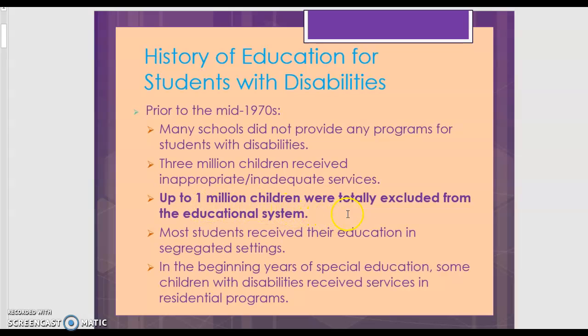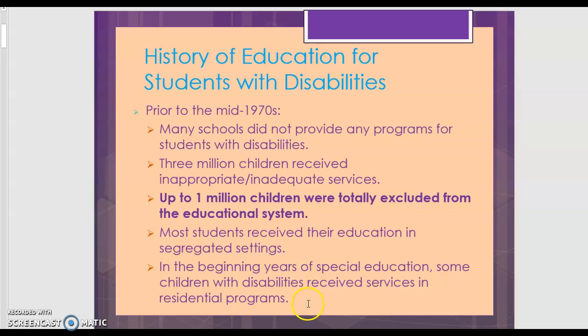Up to 1 million children were totally excluded from the educational system, right? So think about if that was your child or your brother or your sister or your friend, and they weren't allowed to come to school. They were told, nope, sorry, you can't come because you're different than the quote unquote norm. So a lot of those students received their education in very segregated settings.